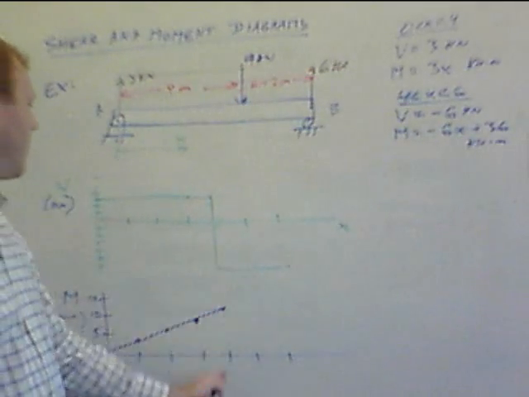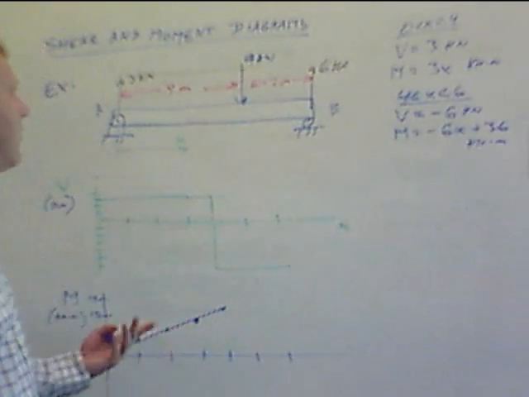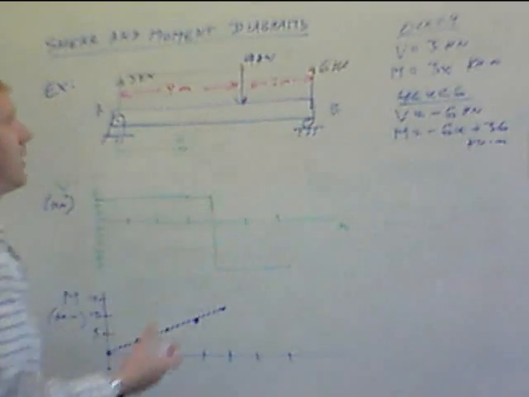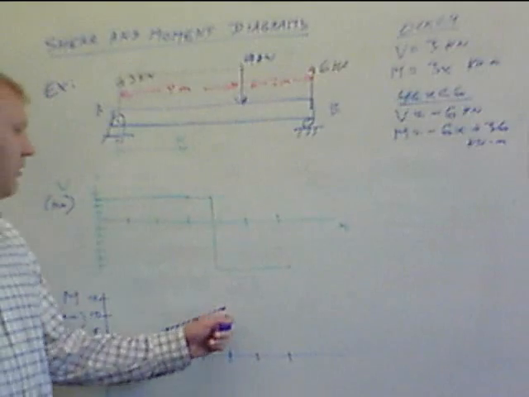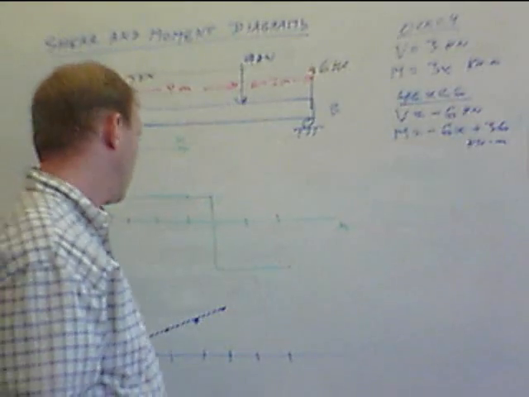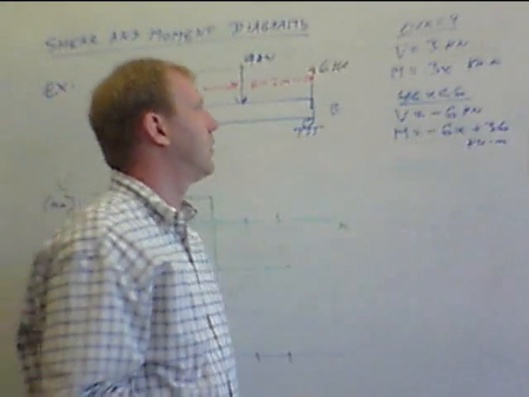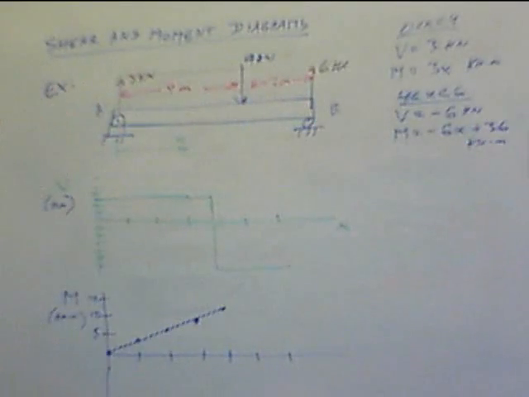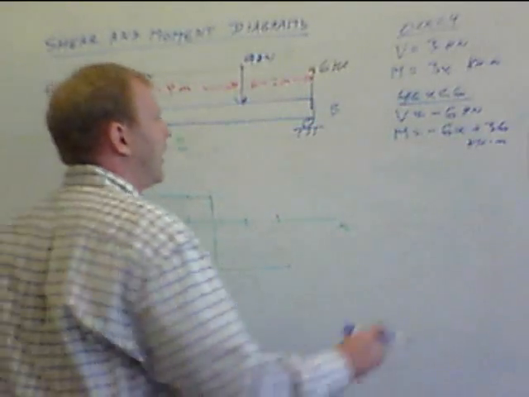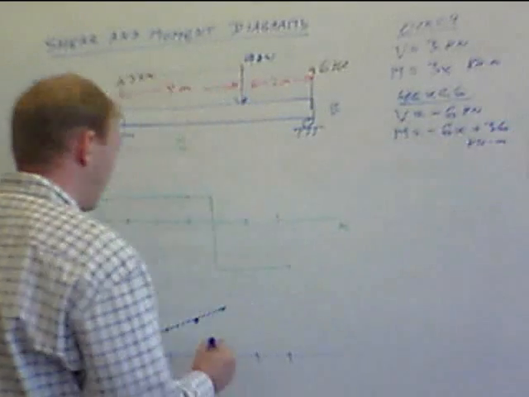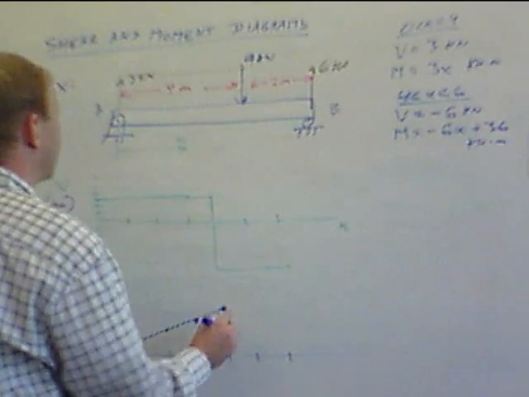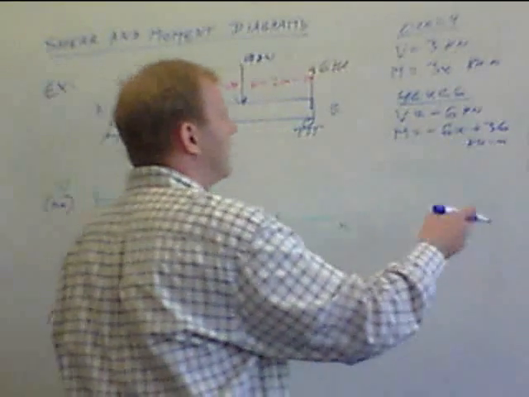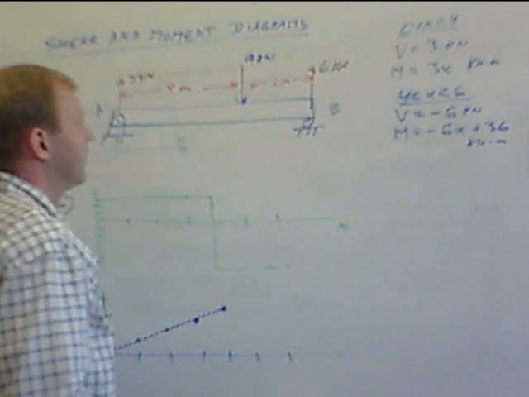Now, we should only have these discontinuities in shear when we have a force applied. We should only see discontinuities in moment when we have a moment applied. We don't have an applied moment in this problem. So in theory, this point should stay continuous. So at x equals 4, we have 4 times 6 is negative 24 plus 36 is 12. So we end up at the same point, which is good. That's a little bit of a sanity check here. If you don't have an applied moment, then this should remain continuous.